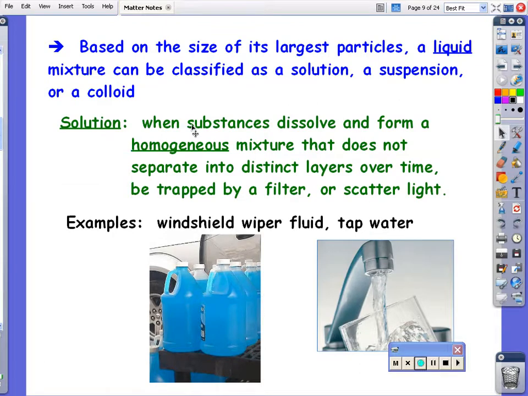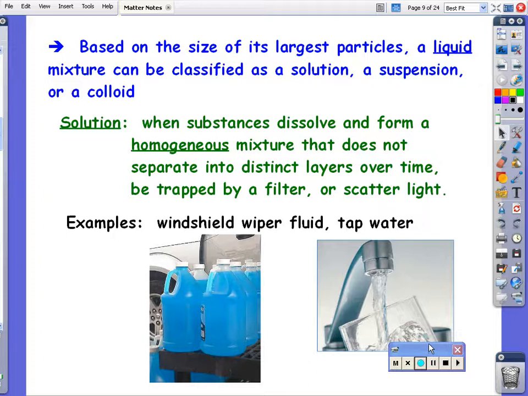Liquids can be broken down further into solutions, suspensions, or colloids. When substances dissolve and form a homogeneous mixture that doesn't separate into layers over time, that's what we call a solution. It really just means it stays mixed up for long periods of time. Windshield washer fluid is a good example because it's usually sitting for months and months and months, and it still won't separate when you look at it.